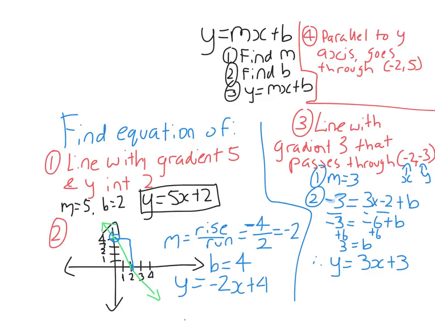So if it's parallel to the y-axis, I know that it's going to be perfectly vertical. I know that any vertical line has the equation x equals a number. That number just comes from the point there. So it's x equals -2. If I said, parallel to the x-axis that goes through (-2, 5), the equation would be y equals 5. I'd get the y value of the point.